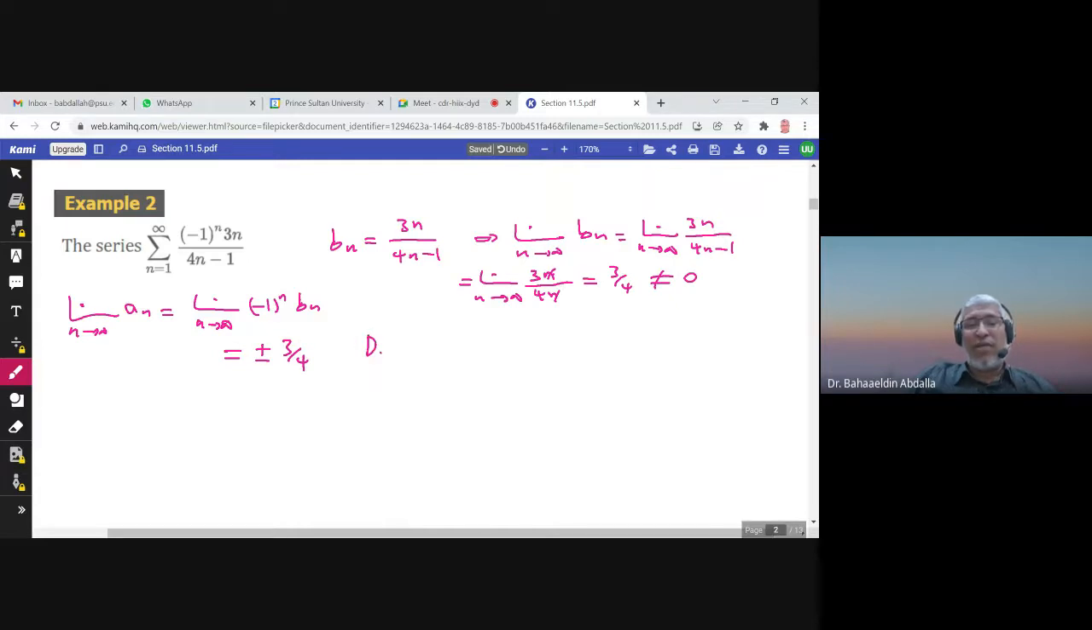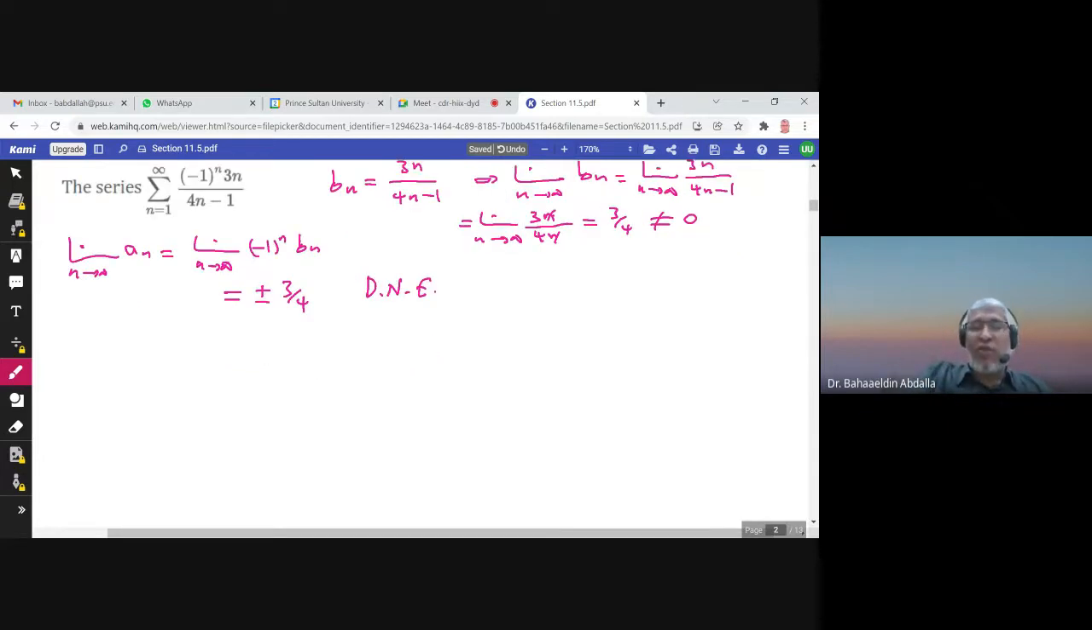So in fact, the limit does not exist. It does not approach a specific number. It oscillates between 3 over 4 and negative 3 over 4. So the limit of An does not exist. But if the limit of An does not exist, then by the test for divergence, do you remember the test for divergence? It says that if the limit of An is not 0 or does not exist, then summation An is divergent.